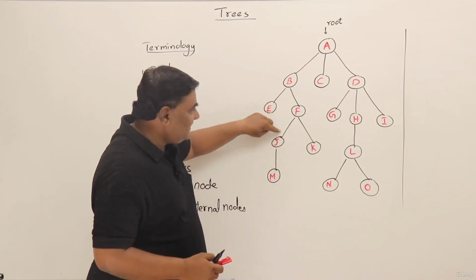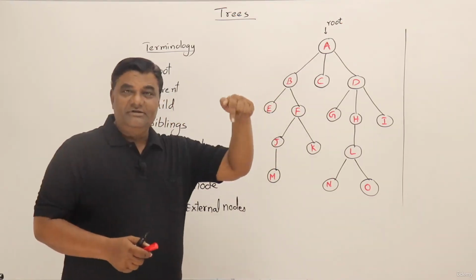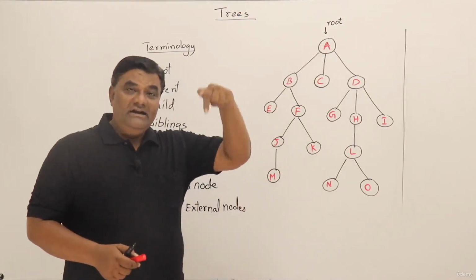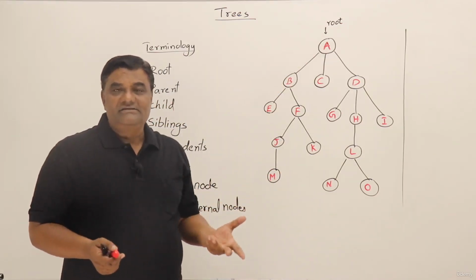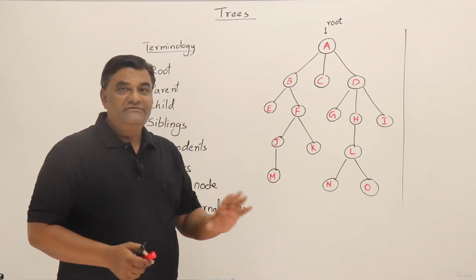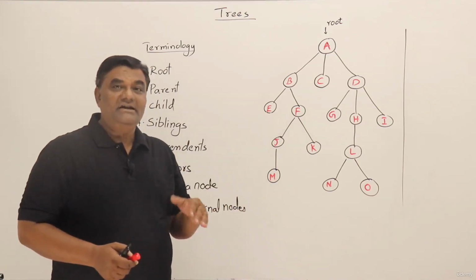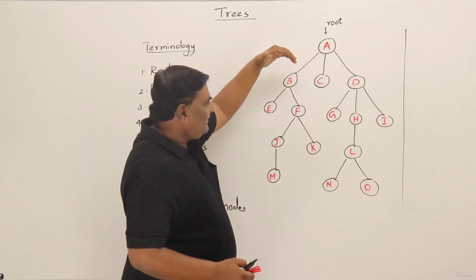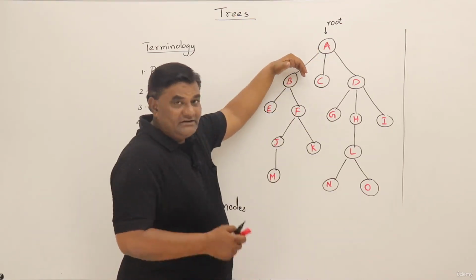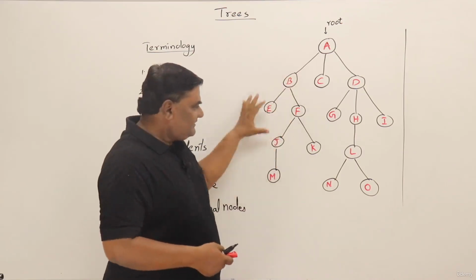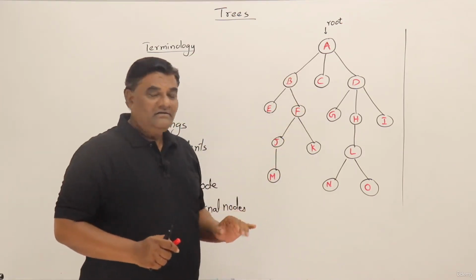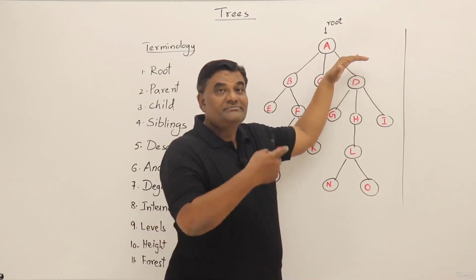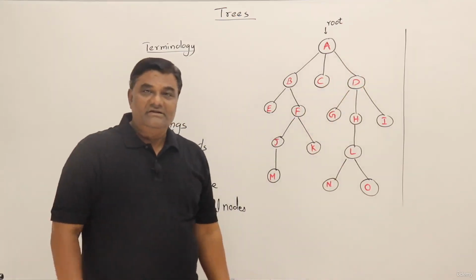Every node has an edge coming from its parent, except root. Root does not have an edge coming from any parent because that is the parent of all the nodes. So if there are n vertices, then there will be n minus 1 edges. This is the root node for the tree. And if I look at only this portion, all the nodes below B, then this is a subtree. D and all the descendants of D, all the nodes below D is a subtree.